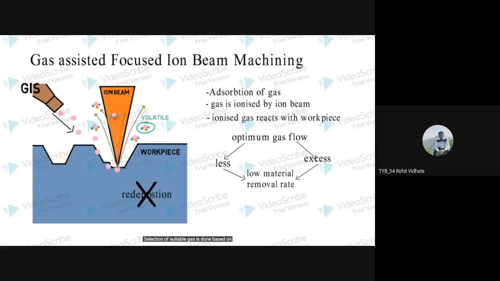Selection of a suitable gas is done based on the workpiece or the target material we are using in this process. Generally, halogen based compounds are used as reactive gases, such as iodine, bromine, or xenon difluoride. These are some examples of commonly used gases.